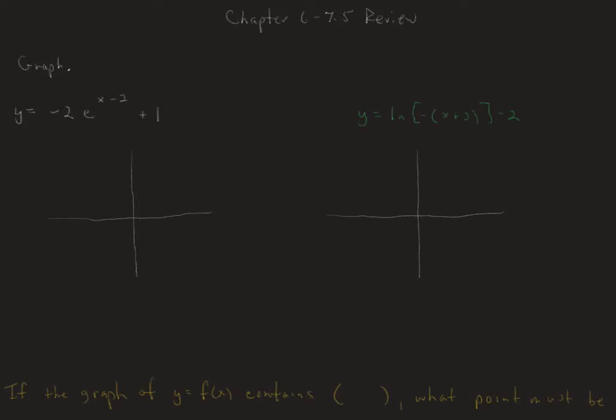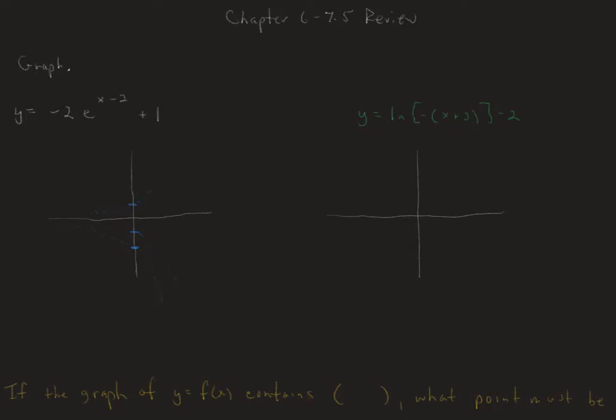So starting with negative 2e to the x minus 2, our parent function e to the x is an exponential growth. So that's where we're starting. The negative part is going to reflect it in the x, and then the 2 is going to be a vertical stretch, so every y value gets multiplied by 2, so it'll still keep the same asymptote, but the y-intercept is now going to be at 0, negative 2.